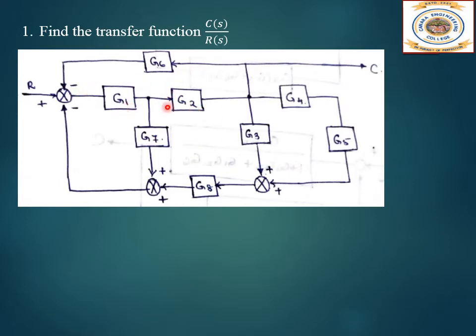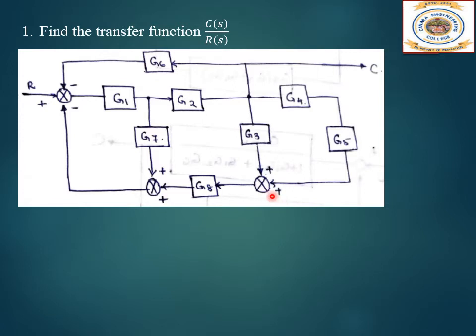G6, no. G1 and G2, no, because in between we have this G7, right? Then coming to G4 and G5, how are they connected? They are in series connection, so we can just multiply them, and they become G4 G5. Then check this G3: the G3 arrow is coming towards the summation point, and from G4 G5 also the signal is coming to this summation point. So these two are connected in parallel and we can reduce them. We simply add them up because both are plus here.